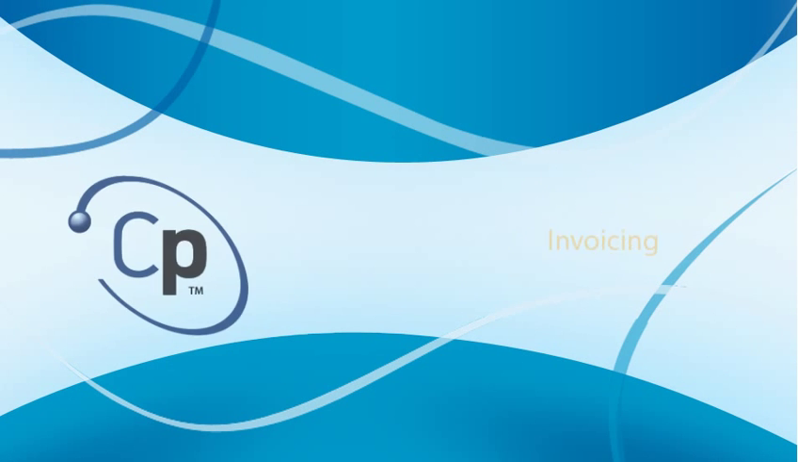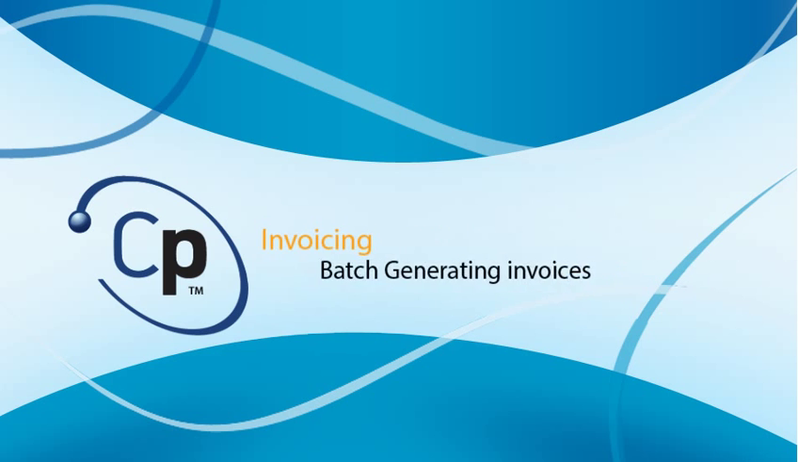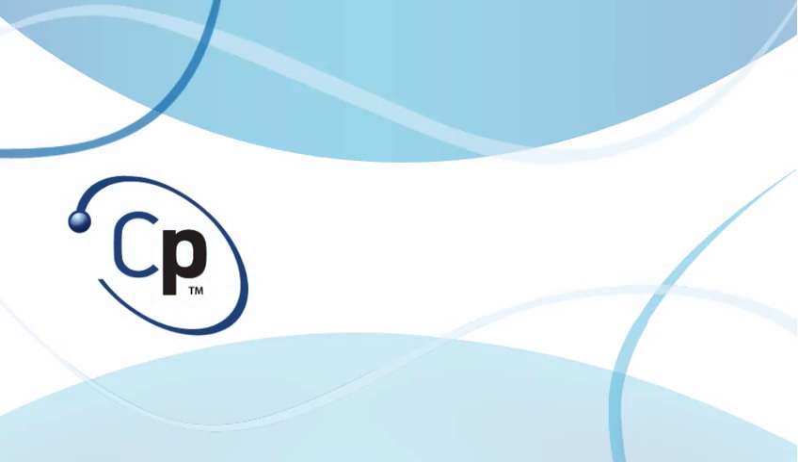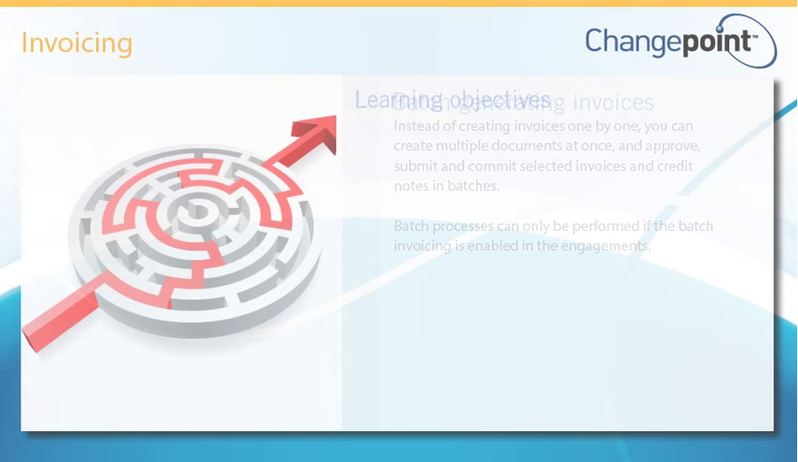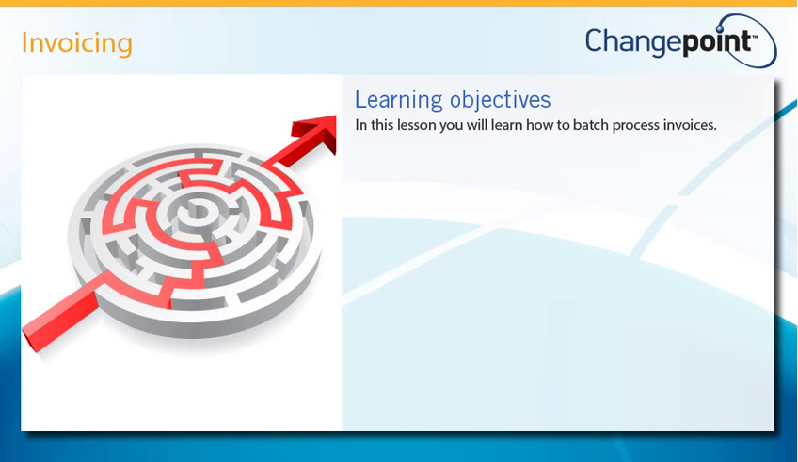Changepoint. Invoicing. Batch generating invoices. Instead of creating invoices one by one, you can create multiple documents at once, and approve, submit and commit selected invoices and credit notes in batches. Batch processes can only be performed if batch invoicing is enabled in the engagements. In this lesson you will learn how to batch process invoices.